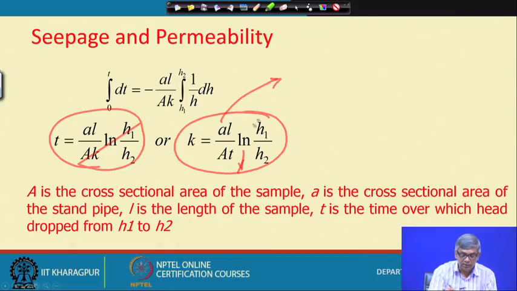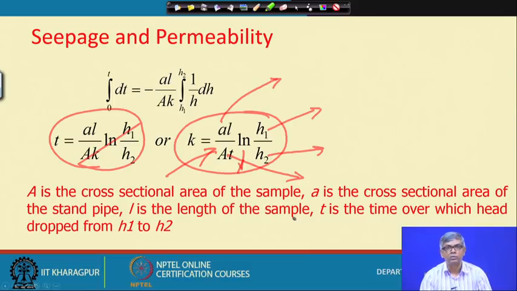This is the cross section of the standpipe, this is the cross section of the soil sample, this is the time over which head loss is observed, and this is the initial head, this is the final head. All those things are noted here. So, from this equation one can find out the permeability value from the laboratory test. With this I will close here, and determination by pumping test I will do in the next lecture.